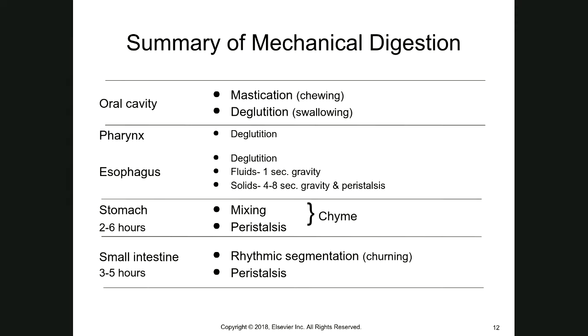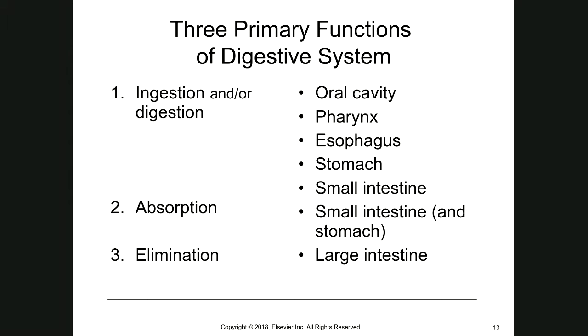Now, when they talk about the 3 primary functions of the digestive system, you have ingestion, which is where you take the food in, and digestion, which begins in the oral cavity, and then it goes to the pharynx, the esophagus, the stomach. And then once you get to the small intestine, that's pretty much where a lot of your absorption takes place. In the small intestine, you absorb a lot of your minerals.